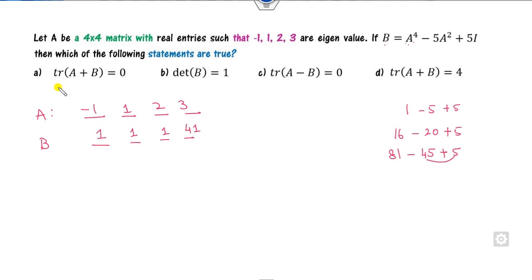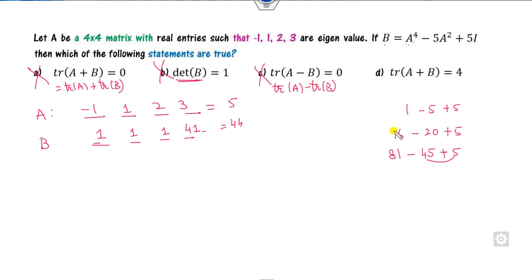Then what is the trace of A plus the trace of B? The trace will be 5, 3 and 40, so it can never be 0. The determinant of B is 1, because you can see the product is not equal to 1. So this option is also cancelled. Trace of A minus trace of B, so what is that? 44. Again the determinant is not 0. So the trace, again, will not be 0.